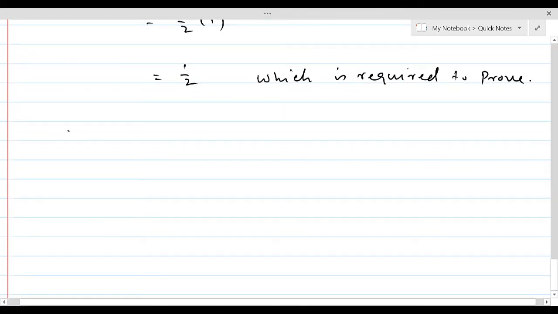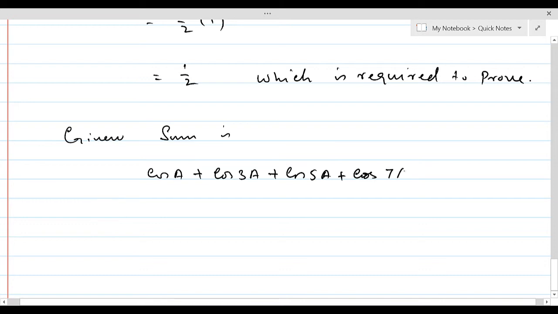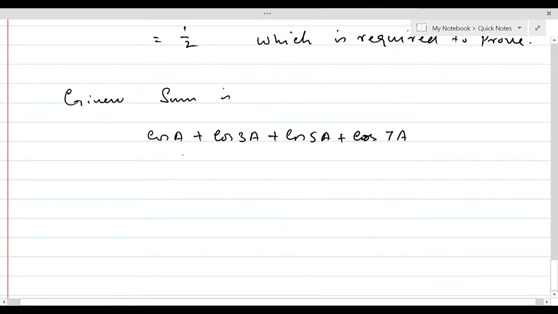Given sum is cos of A plus cos of 3A plus cos of 5A plus cos of 7A. So now let's apply the sum to product formula on the first two separately and on the last two separately.